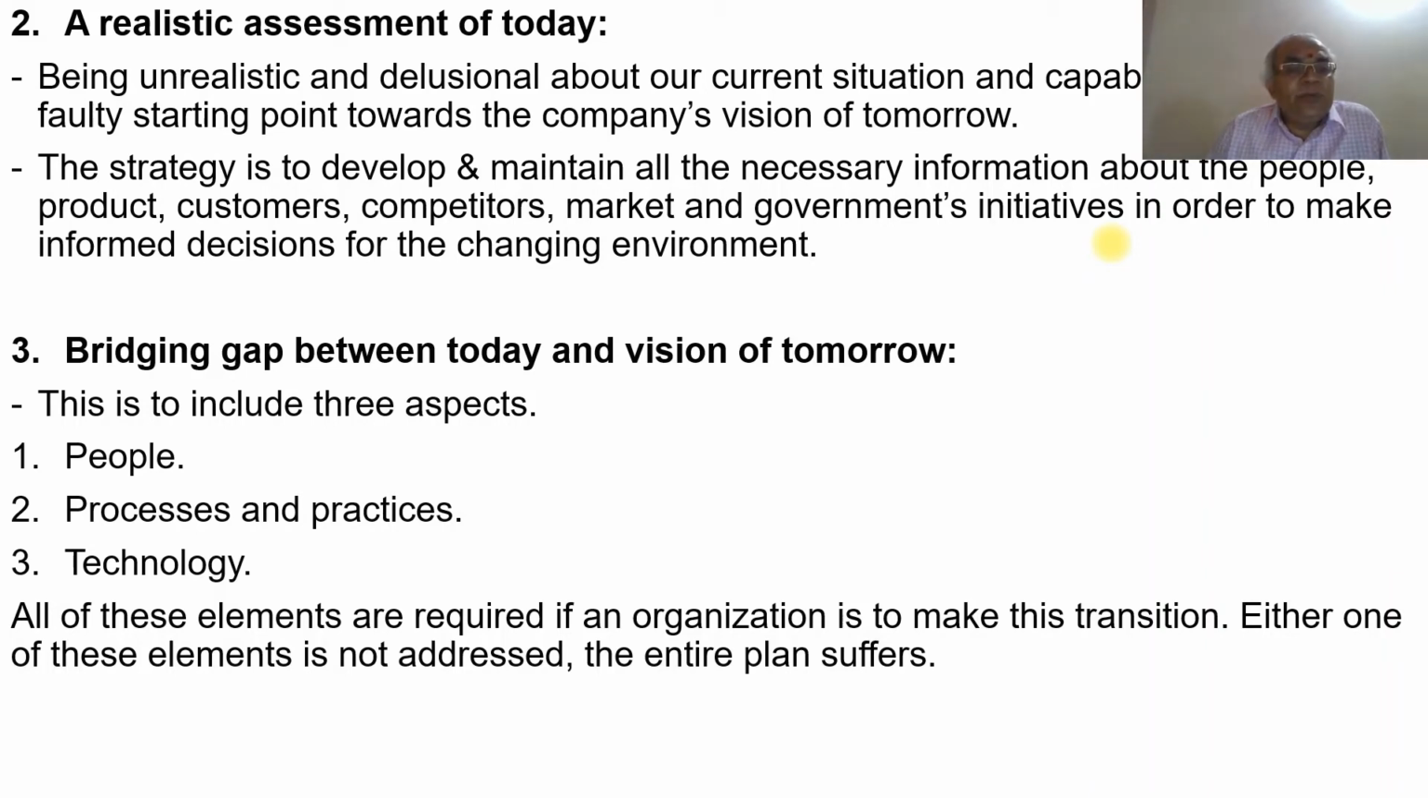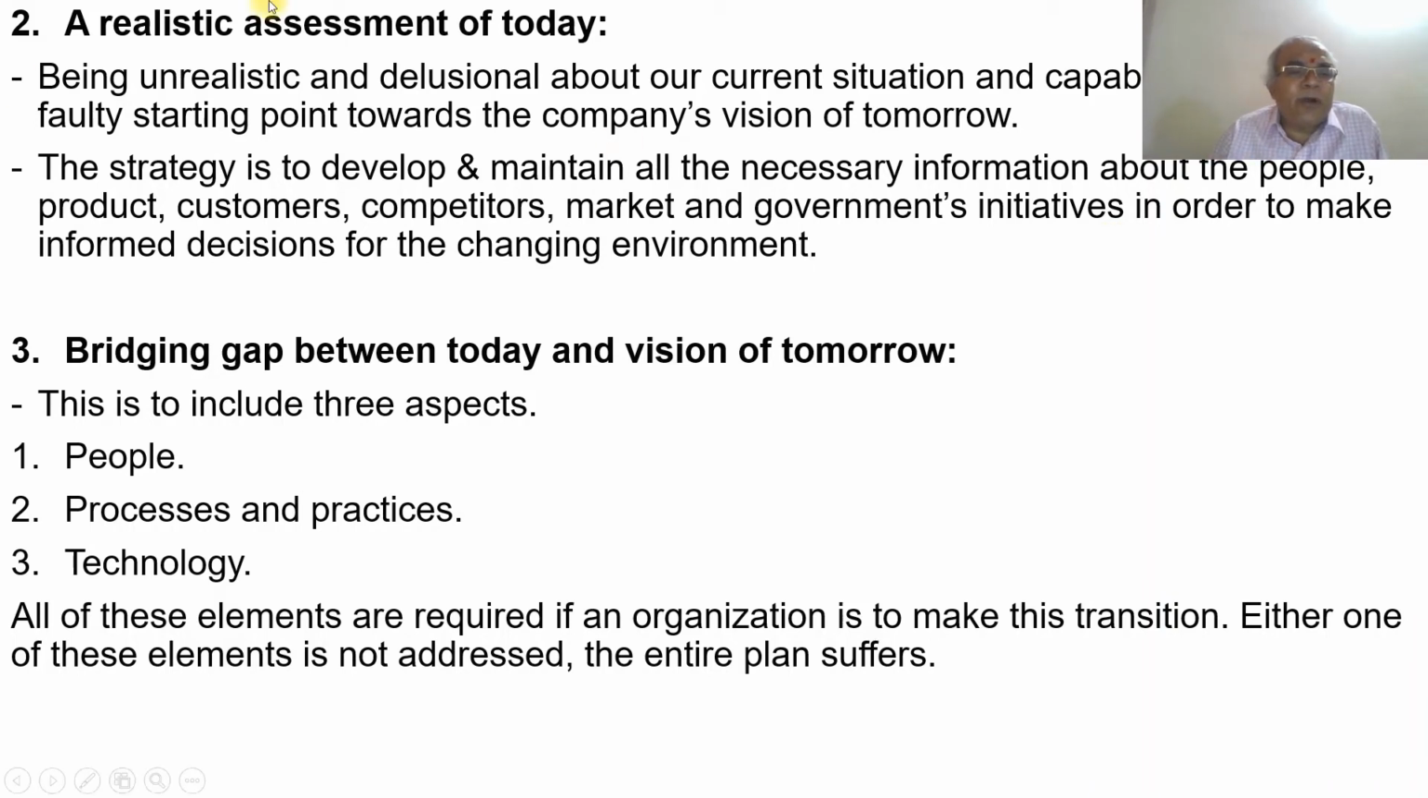This includes 3 aspects. One is people, that is the people who are working. Then the processes and practices: what are all the processes you are involving, and how you are practicing them. And the technology: whether you have the capability, both hardware and software, and also on the manufacturing side. All of these elements are required if an organization has to make this transition. If any one of these elements is not addressed, the entire plan suffers.